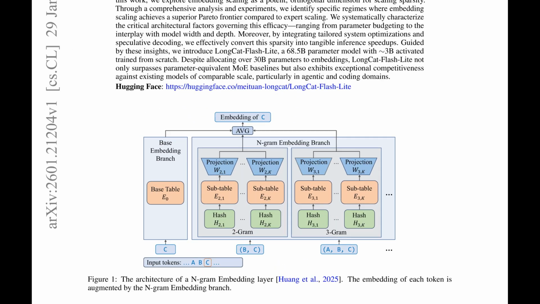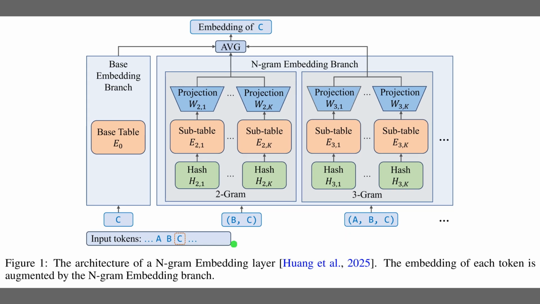Figure 1 illustrates the core mechanism, the n-gram embedding layer. To compute the representation for the current token, C, the model actually combines two distinct pathways. On the left, the base embedding branch performs a standard lookup for the token itself. However, the heavy lifting happens in the n-gram embedding branch on the right. Here, the model looks at context sequences, like the 2-gram BC or the 3-gram ABC. Instead of storing a massive dictionary of every possible phrase, it uses hash functions to map these sequences into compact subtables. These signals are then projected and averaged to form the final embedding.